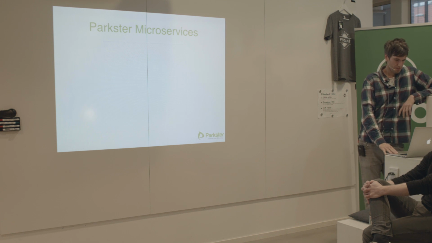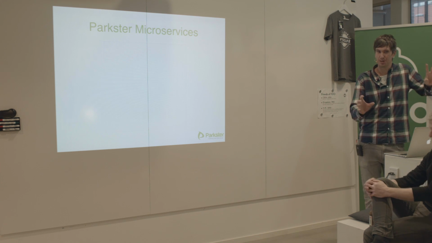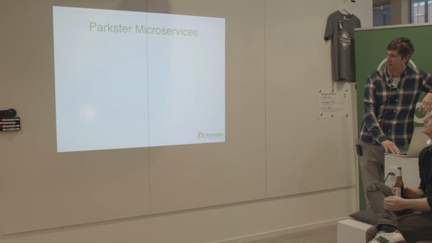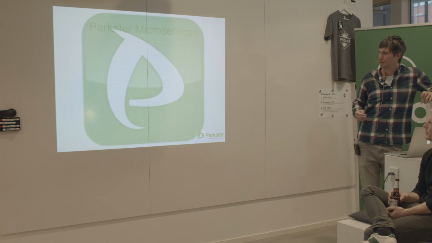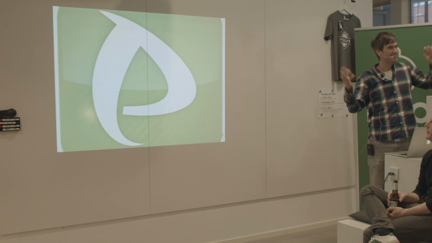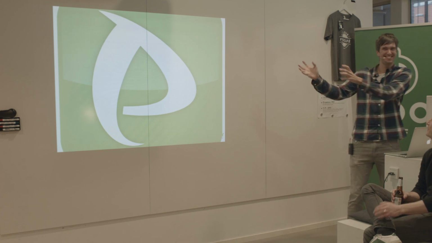So let's look a little bit at Parkster microservices again. Now I have a little animation, so you will guess why we are moving away from a monolith. This is the monolith, and can you see that it grows and grows and grows? So it's kind of big now. So yeah, this is the reason.